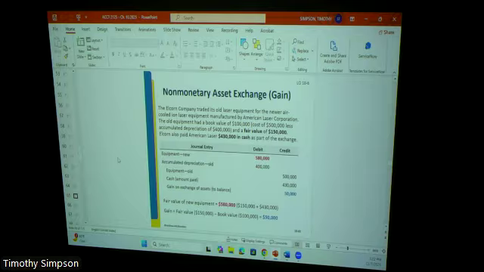Okay, so that's an example. We have a gain. It makes the journal entry balance, and again, it's not any secret as to where the 50,000 came from. It's simply the difference between the fair value of the old equipment and the book value of the old equipment.